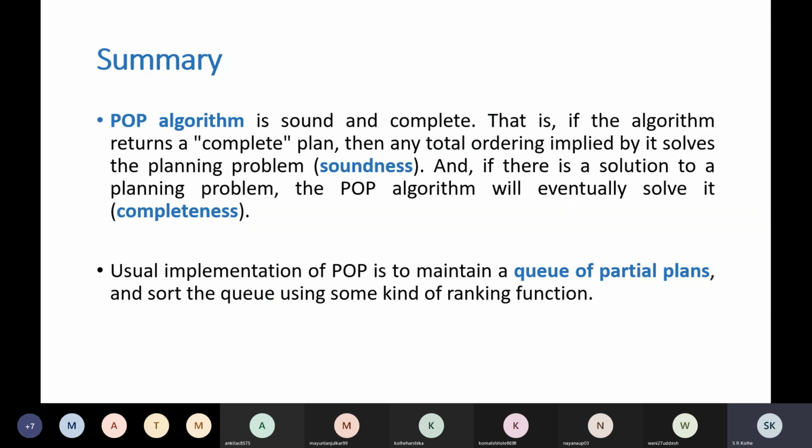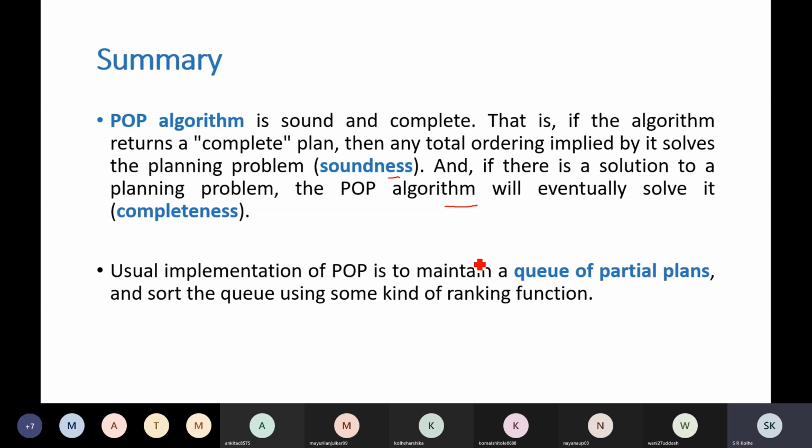So let us summarize. This partial order plan algorithm is sound and complete. That means it returns a solution, that means a complete plan. Then any total ordering implied by it solves the planning problem. So therefore it is sound. And if there is a solution to a planning problem, the partial order plan algorithm will eventually solve it. So therefore it is complete. So therefore we say that it is sound and complete.